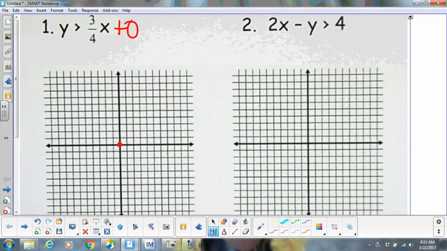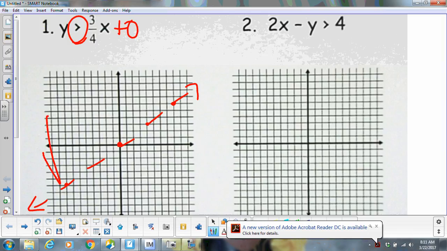So I would start at 0, and I would go up 3 and right 4. Remember, I'm going to do that as many times as I can on my graph, or I can go down 3 and left 4. Okay, and since it is a greater than sign, not greater than or equal to, it is going to be a dotted line. And greater than means we're going to shade above.